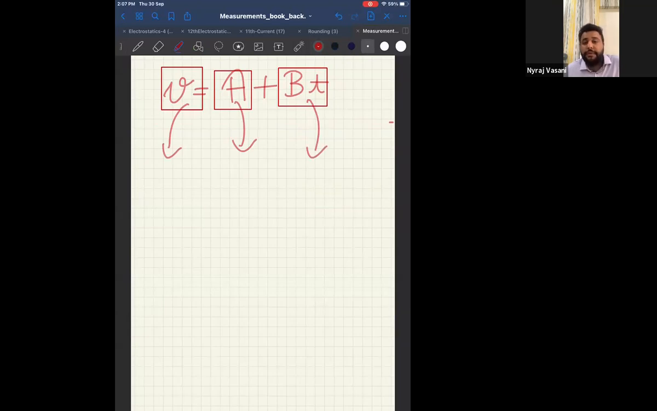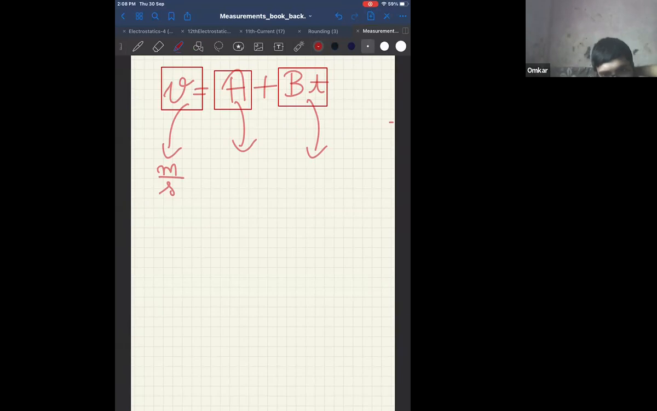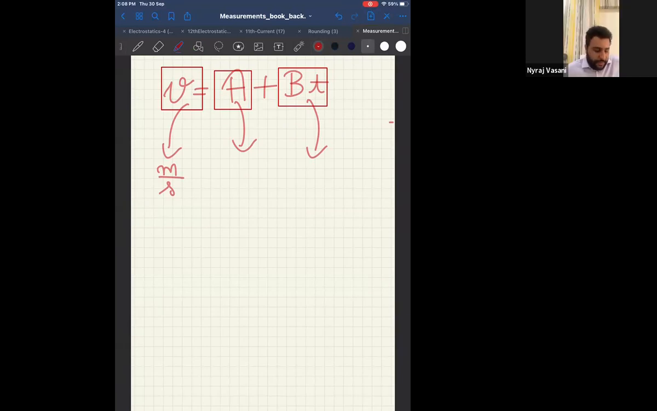What is the significance of dimension? To check the correctness of an equation. That means if the equation is correct, each box will have the same unit or the same dimension. Now, what is the unit of velocity? Can I say the unit of velocity is meter per second? Correct. Therefore, each box will have the unit meter per second.